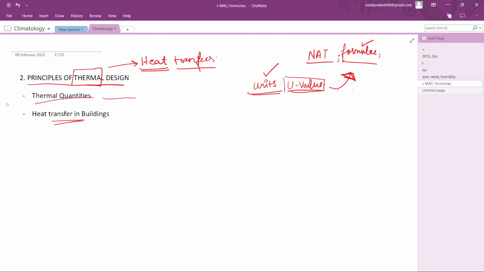Thermal quantities refers to nothing but different measurements that we're going to have while doing these heat transfers. For example, U value was one thermal quantity which we saw earlier in that example question. We're going to talk about simple things like even temperature and heat, energy, just a basic brush up of all of these quantities and learn how they affect heat transfer in buildings.